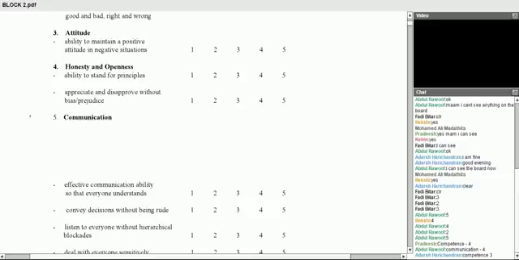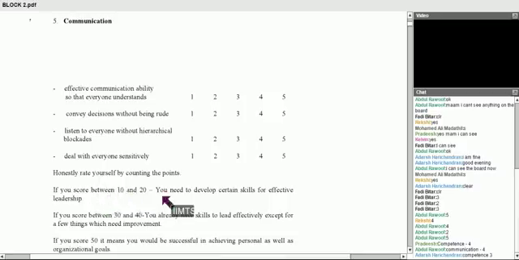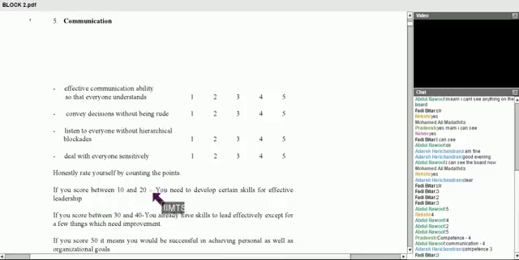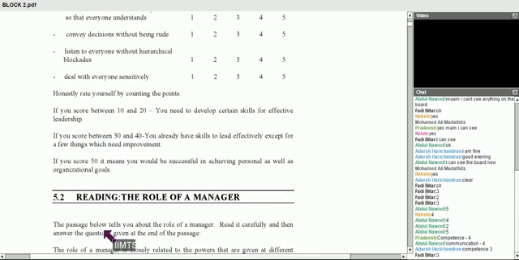Adarsh, honesty. How will you rate yourself as far as honesty and openness is considered? And how about communication? How will you rate yourself? See, if your score lies between 10 to 20, you need to develop certain skills for effective leadership. If your score lies between 30 and 40, you already have skills to lead effectively except a few things which need improvement. And if your score is 50, it means you will be successful in achieving personal as well as organizational goals.